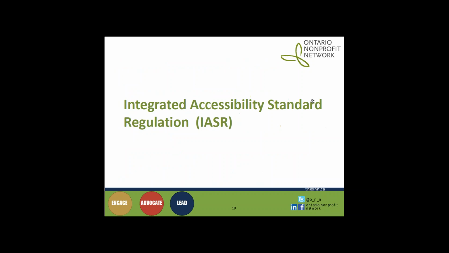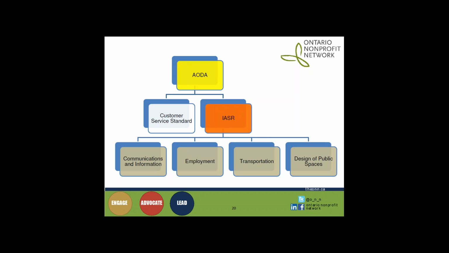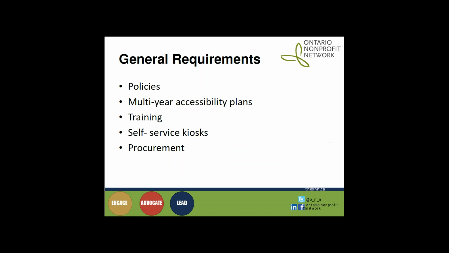So now let's talk about the Integrated Accessibility Standards Regulation. As I mentioned, this is a sub-umbrella of the AODA under which there are 4 standards. Here we can see them: the Communications and Information Standard, the Employment Standard, the Transportation Standard, and the Design of Public Spaces Standard. I also mentioned that there were some general overarching requirements in addition to the requirements under each of the IASR standards. These include developing policies to support each standard, and it would be only those that are relevant to you. Establishing and maintaining a multi-year accessibility plan that outlines strategies to prevent and remove barriers.